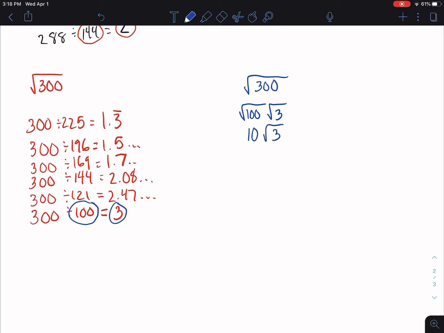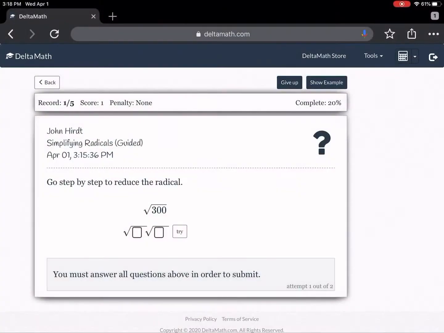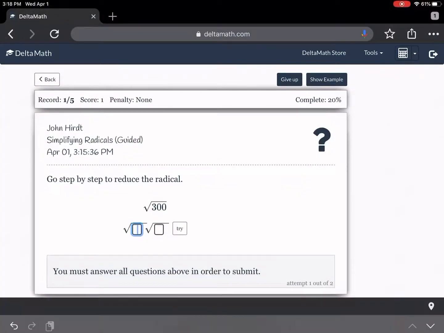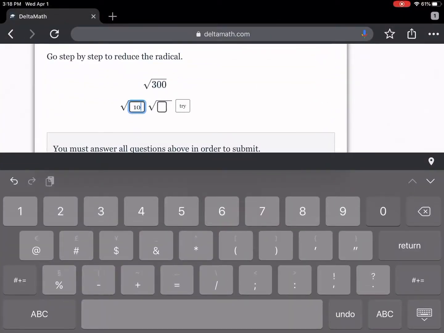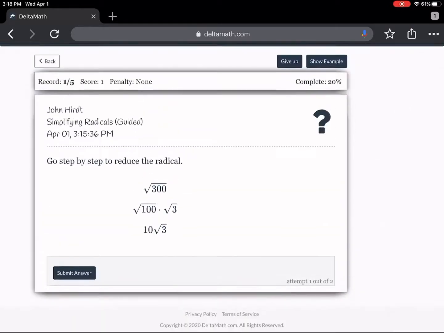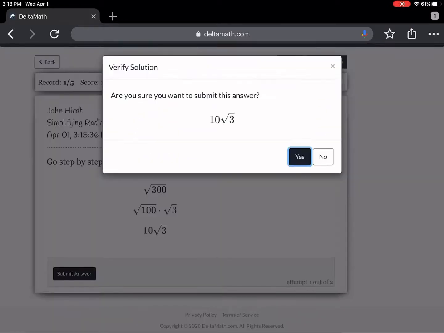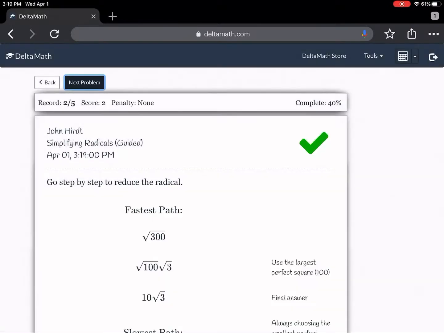All right, let's go back into Delta Math to put the answer in. All right, so the first step was to break up that radical 300 into a radical 100 and a radical 3. We're going to hit try. And that's going to bring us to the next level. We said that radical 100 actually becomes a 10, and radical 3 is just going to stay as radical 3. We're going to hit try, and we're going to say, yes, we want to submit this as our final answer.